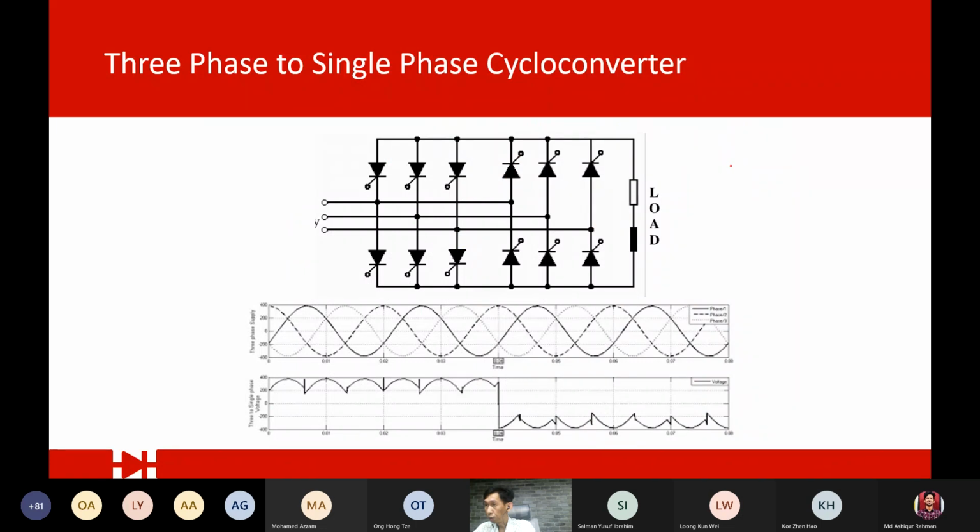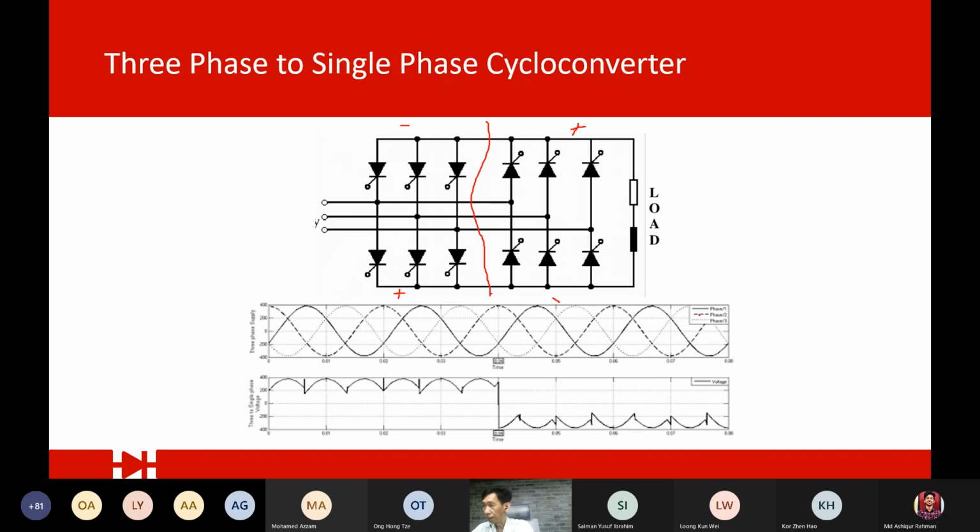Now, single phase to three phase to single phase. How about if your input is 3 phase and you want to change to single phase? Again, you just need to have a positive converter and a negative converter. So you connect your 3 phase to the positive converter, this is the negative converter, and then to the load. You need to control how many cycles you want on the positive side and how many on the negative side.